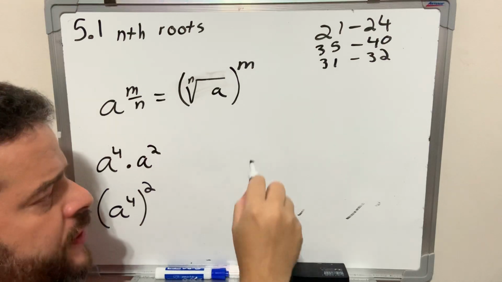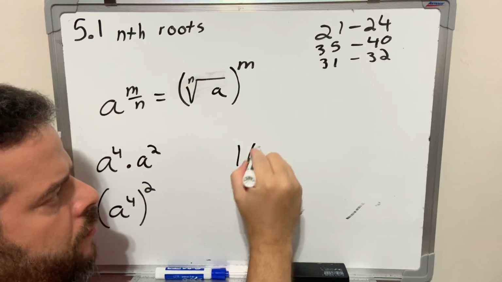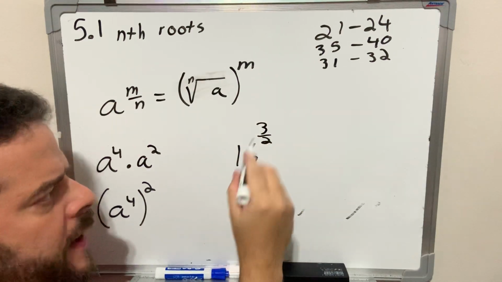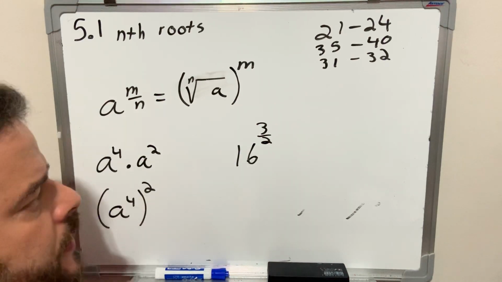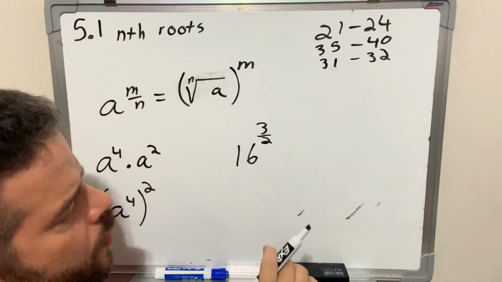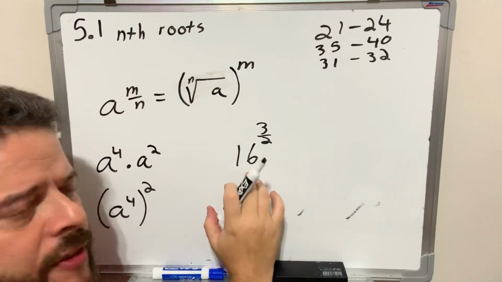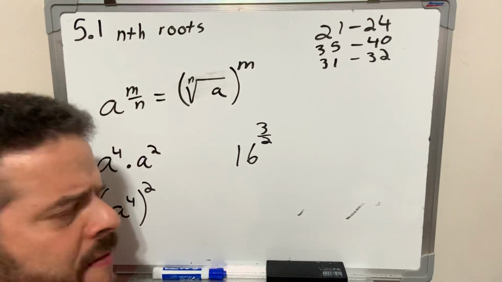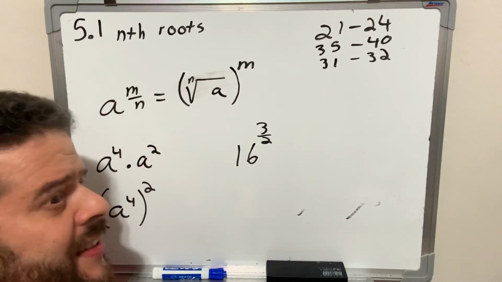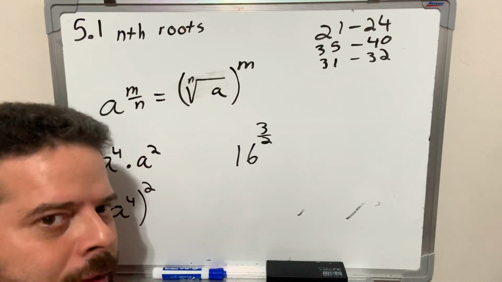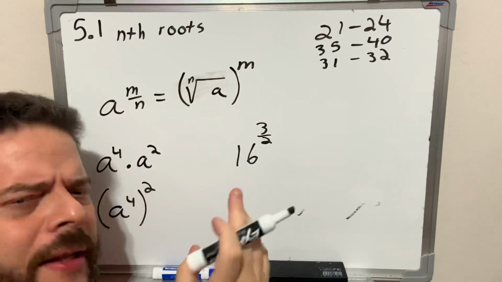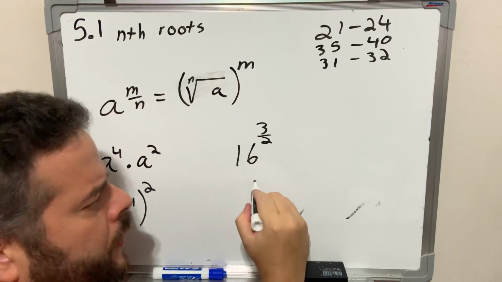Now let's look at the reverse. Let's convert a fractional exponent. Actually, let's go ahead and solve this one. So again, without a calculator, they tell you 16 to the 3/2. Oh my God, I really don't know from the top of my head. But let's do it this way.